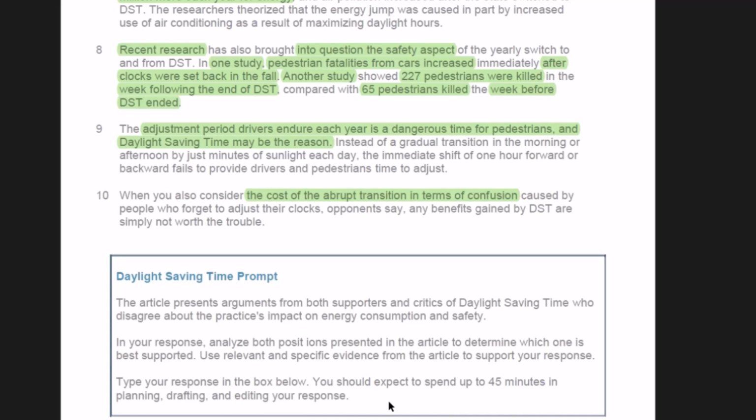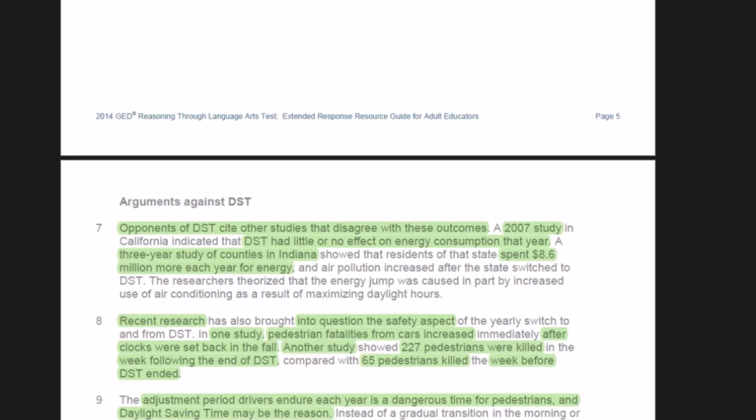For example, daylight savings time prompt says the article presents arguments from both supporters and critics of daylight savings time who disagree about the practice's impact on energy consumption and safety. So then you know from reading just the prompts that, hey, they're going to talk about daylight savings time and energy consumption and safety. And then they say use relevant and specific evidence from the article to support your response. That's why I share in part 1 that you need to highlight whenever you see evidence.